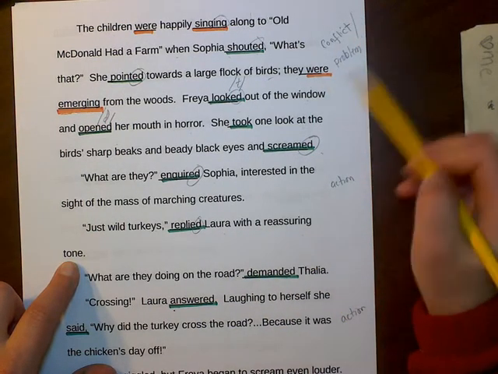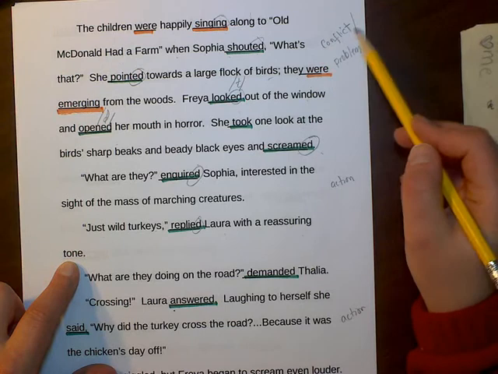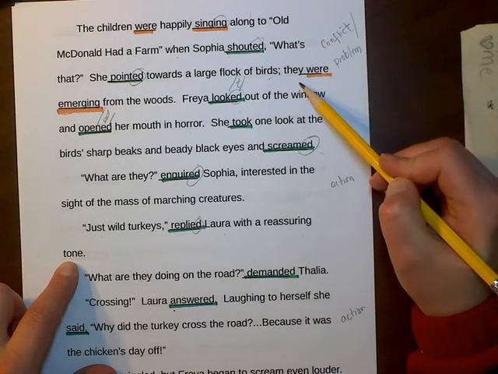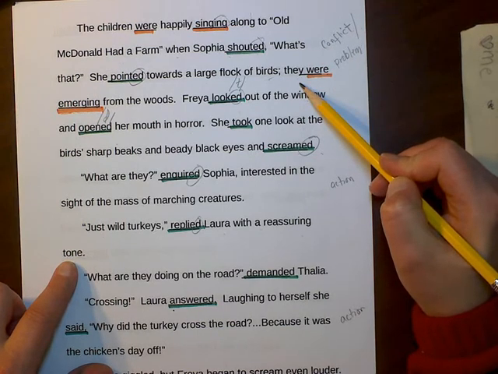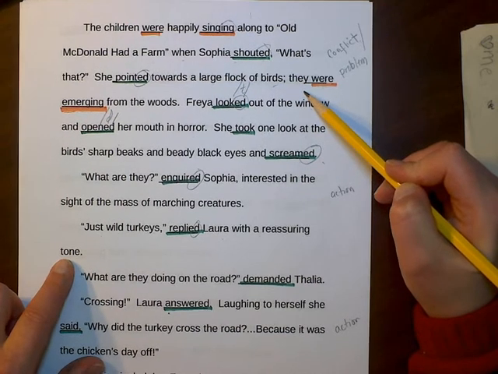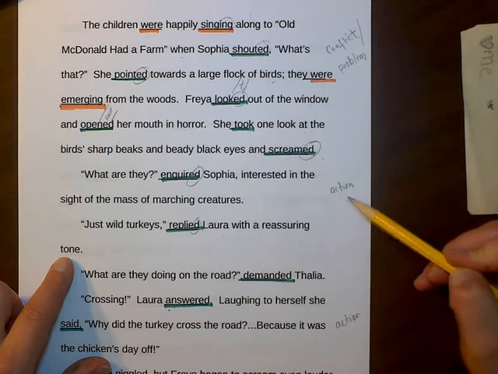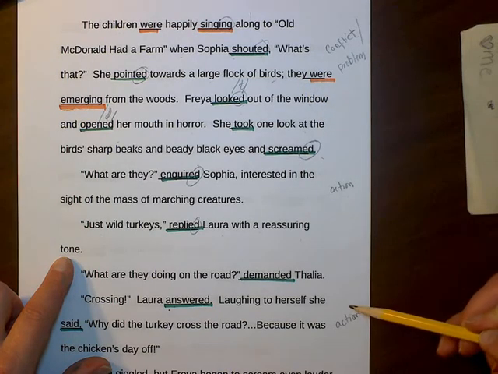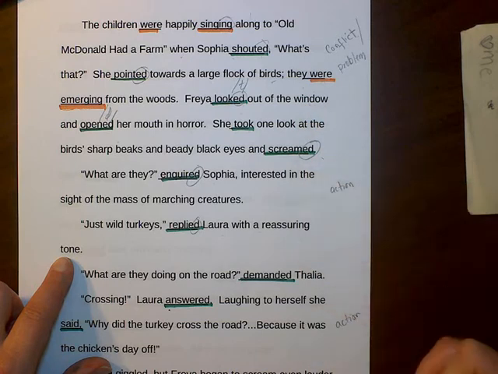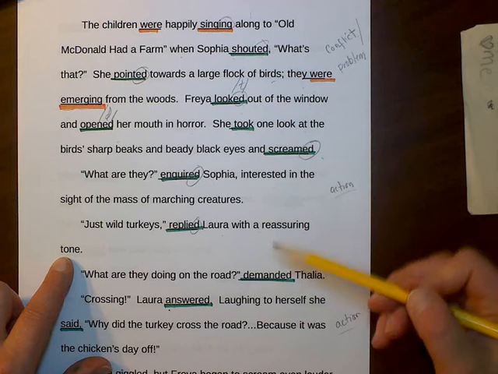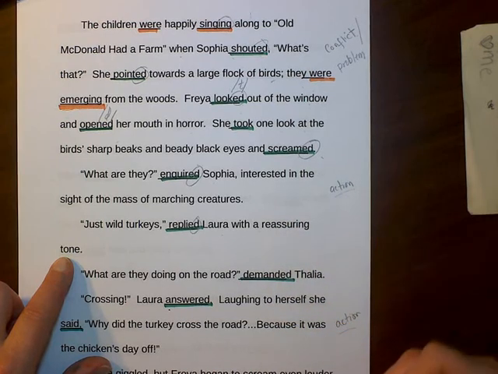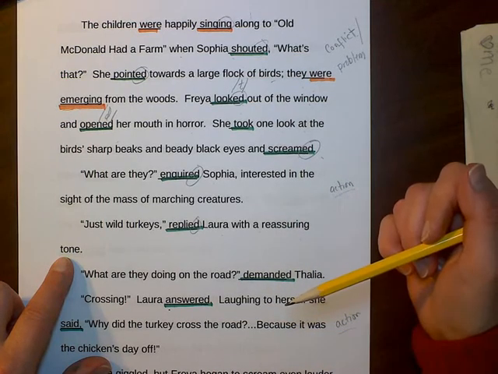So here we have the conflict. The conflict or the problem is there's a flock of turkeys walking across the road. So that's going to cause a problem for us getting to school, and it might cause an emotional problem for one of my children. So here in the story, I'm past the introduction, and it's mostly going to be in simple past because we have actions. One thing happened, then another thing happened, then another thing happened. So this is usually in simple past.